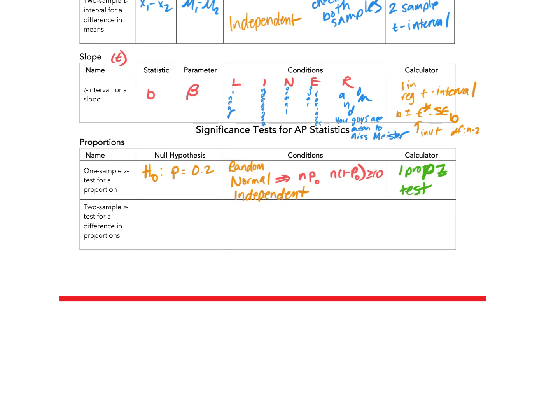My null hypothesis for a two sample z-test would be p1 minus p2 equals 0. Another way we might write that is p1 equals p2. Both of them mean the same thing. Does anybody want to guess what these conditions are?